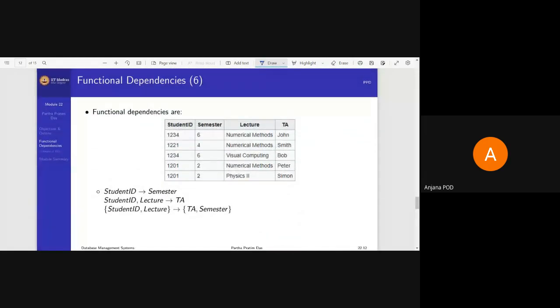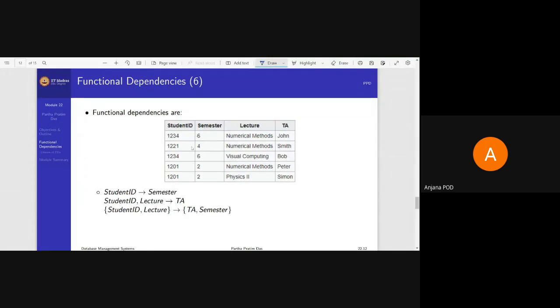So here, instead of just A and B or alpha and beta, we have four attributes: student ID, semester, lecture, and TA. So we have five tuples, and let us name them T1, T2, T3, T4, and T5. Now let us first check whether student ID determines semester or not. For better understanding, let us consider student ID as alpha and semester as beta.